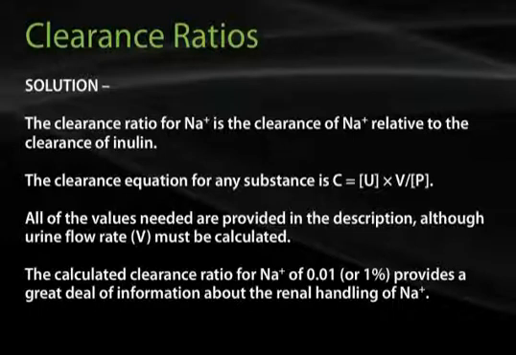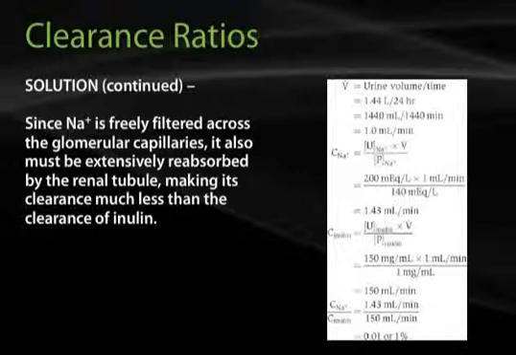The clearance ratio for sodium is the clearance of sodium relative to the clearance of inulin. Remember, the clearance equation for any substance is the urine concentration of the substance times the urine flow rate divided by the plasma concentration of the substance. All the values needed are provided in the description, although urine flow rate must be calculated. The calculated clearance ratio for sodium of 1% provides a great deal of information about the renal handling of sodium. Since sodium is freely filtered across glomerular capillaries, it also must be extensively reabsorbed by the renal tubule, making its clearance much less than the clearance of inulin.